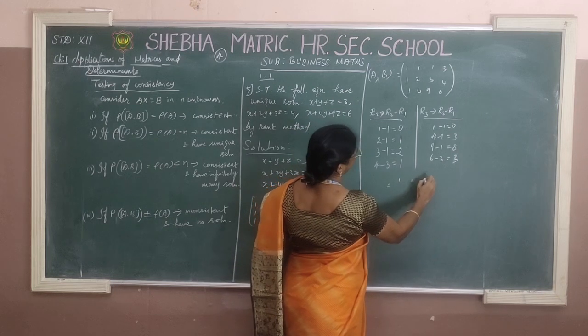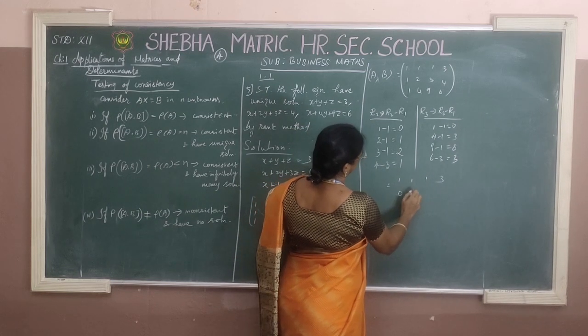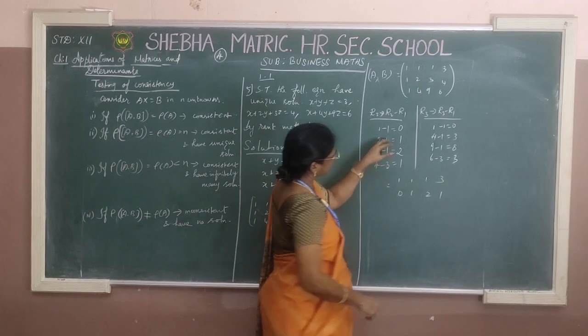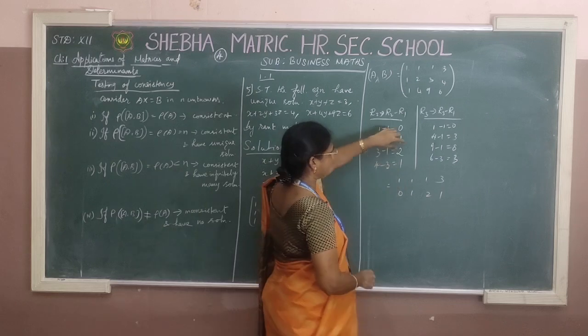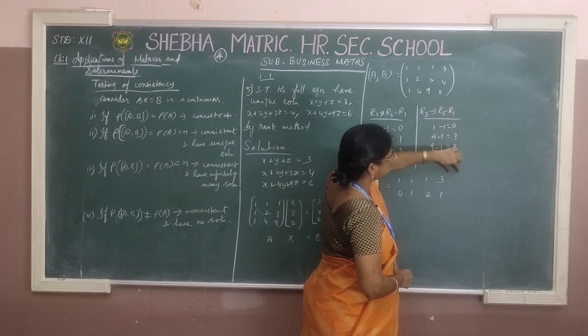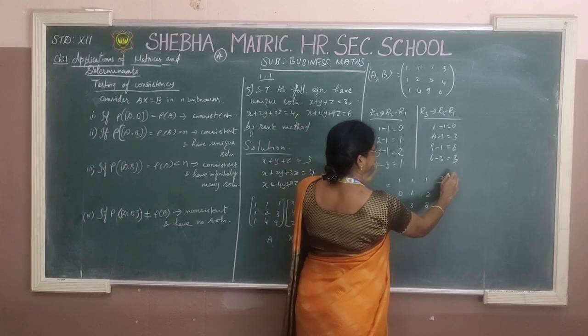Now we have to change R2 and R3 to these elements. The first row is 1 1 1 3. Our second row becomes 0 1 2 1, and the third row becomes 0 3 8 3.